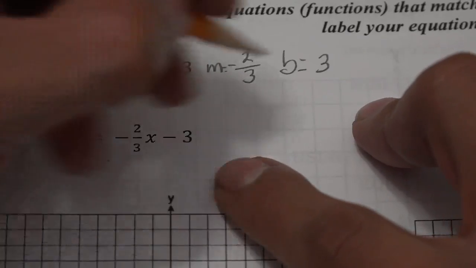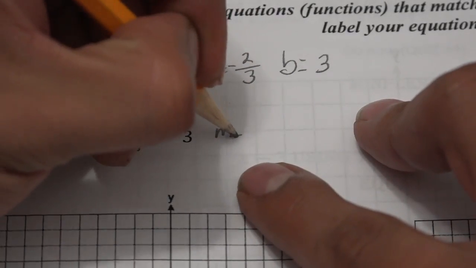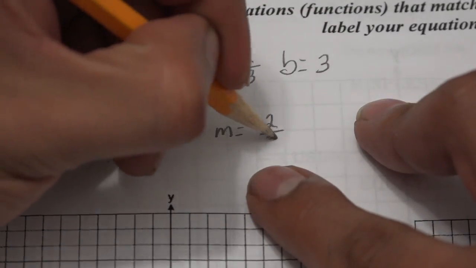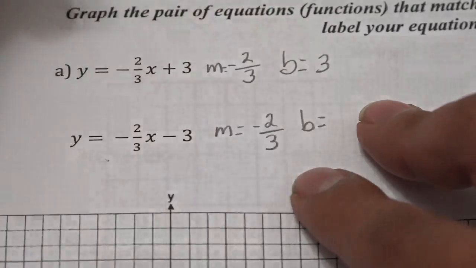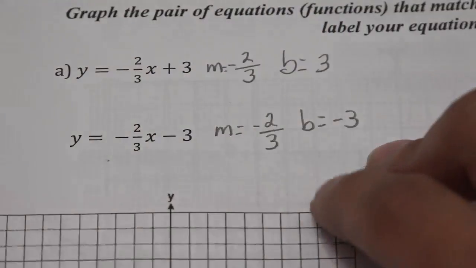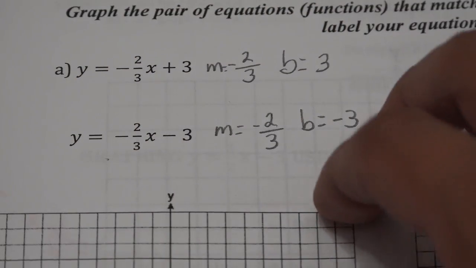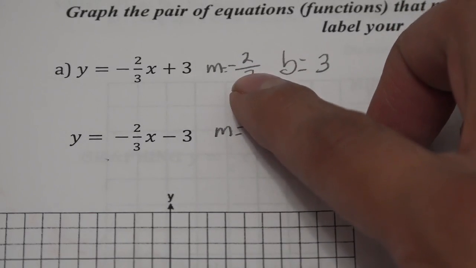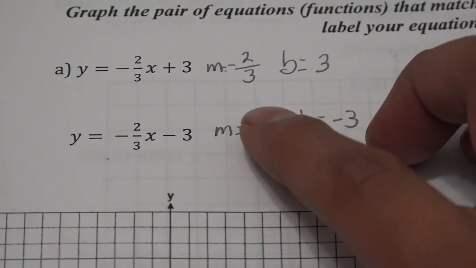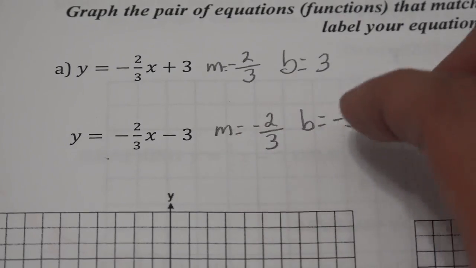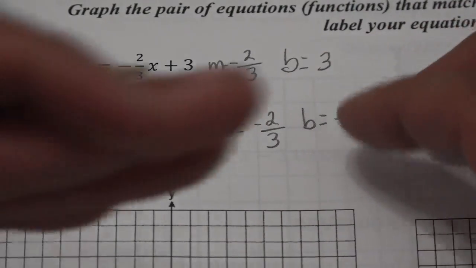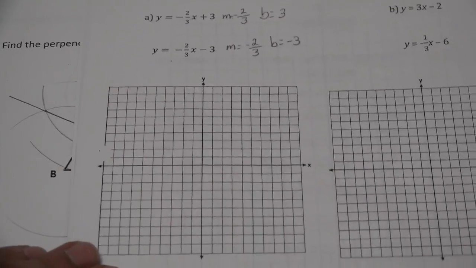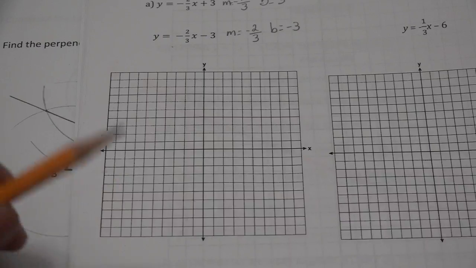Now here the slope again is -2/3, and the y-intercept is -3. What's the difference? Well, the slopes are the same. That tells me something about the lines. Remember the definition from some questions that I asked you before. The y-intercepts are different, so the lines are going to start in different points. So let us start. Okay then, let me see.